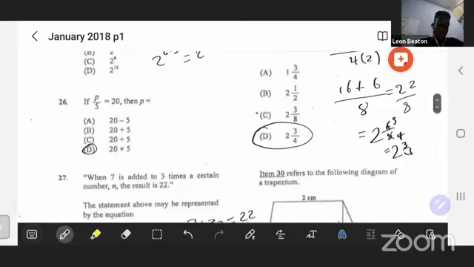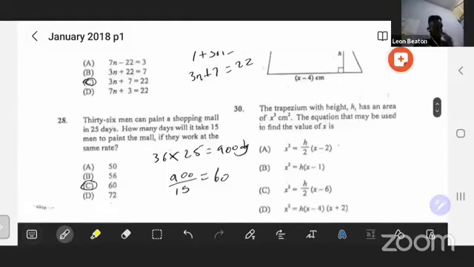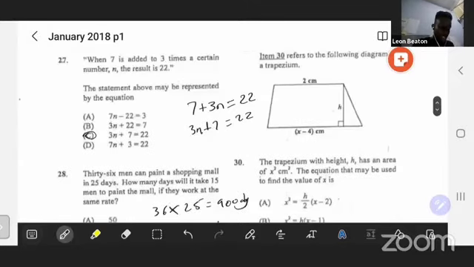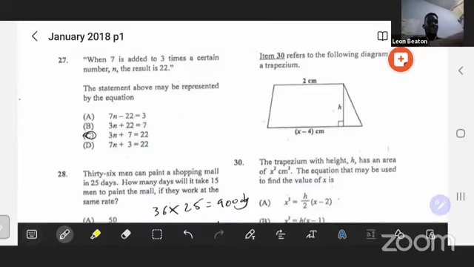Whew. So let me just erase this here. So number 30 says halfway mark. How long have we been live? How long? Let me just check how long we have been live.